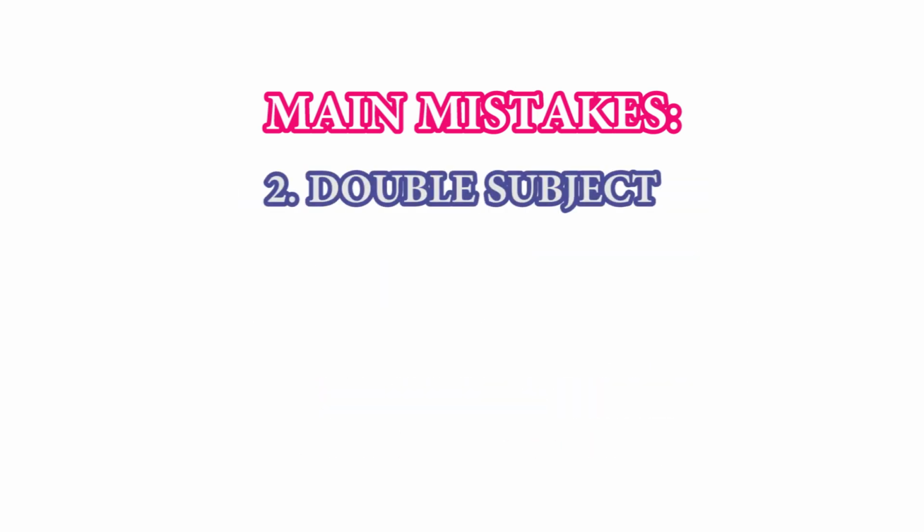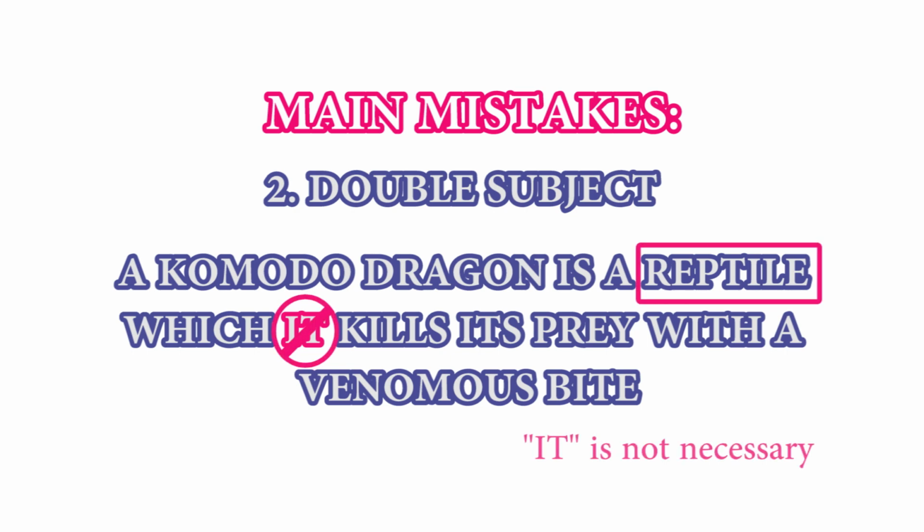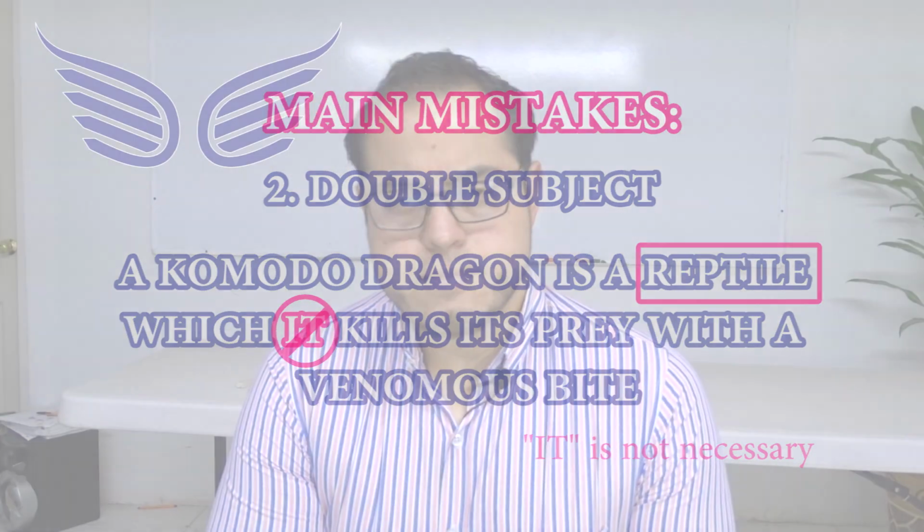Number 2, avoid the double subject. A Komodo dragon is a reptile which it kills its prey with a venomous bite. In this case, we do not need to use it because we have reptile. A Komodo dragon is a reptile which kills its prey with a venomous bite.